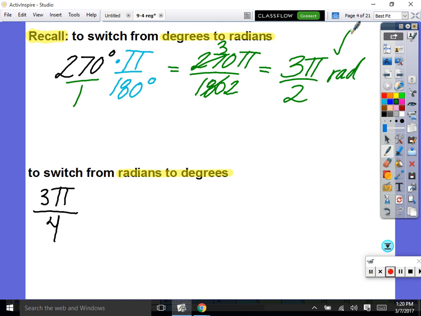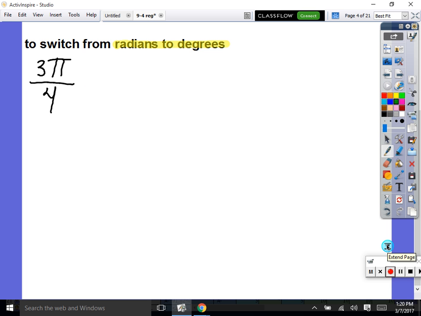Okay, next one. Switch from radians to degrees. So we need our radians to cancel out, so we'd multiply by 180 over pi. Now look, by hand, in this one, our pi's divide out. So then multiply straight across: 3 times 180 divided by 4. 135 degrees. Everybody good?